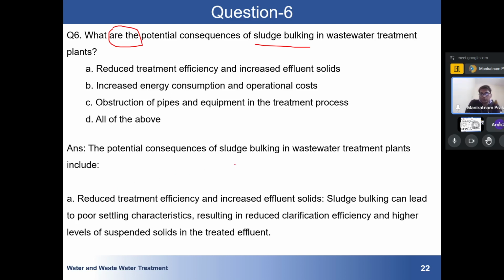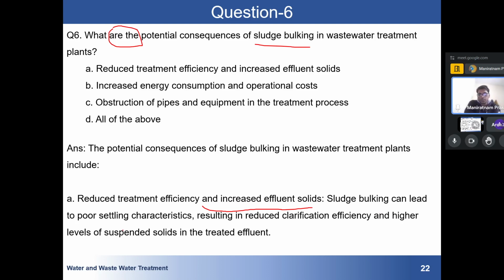The potential consequences of sludge bulking in wastewater treatment plants include: A, reduced treatment efficiency and increased effluent solids. So this is obvious. Instead of growing microbes, which were there to degrade our organic matter, we are making conditions in such a way that those microbes are not growing. Instead, some filamentous bacteria is growing. So that will obviously lead to this condition.